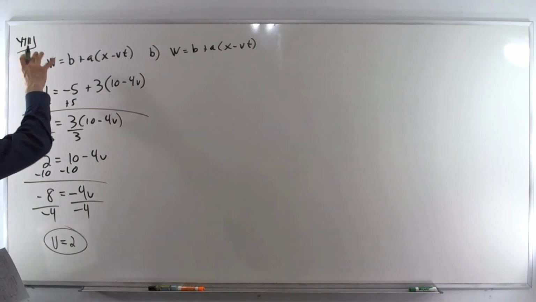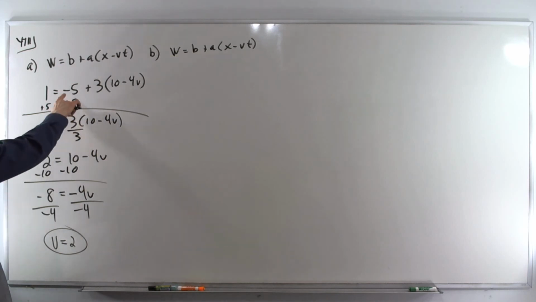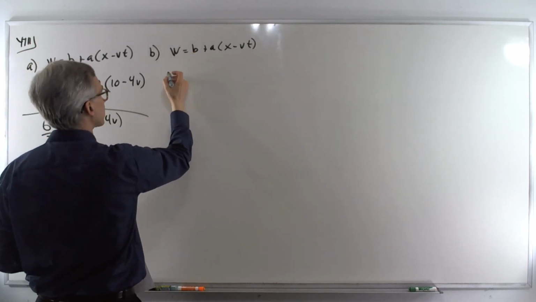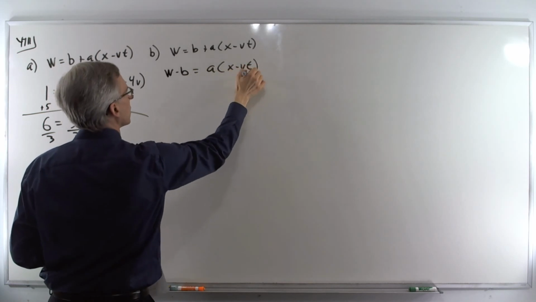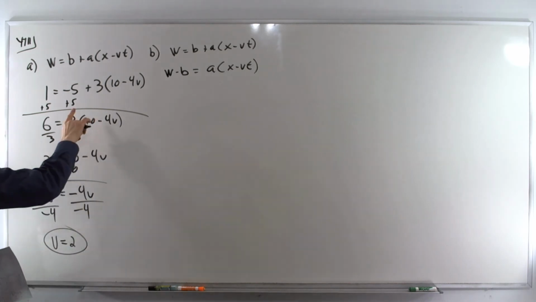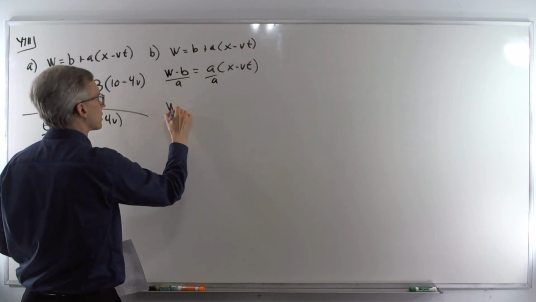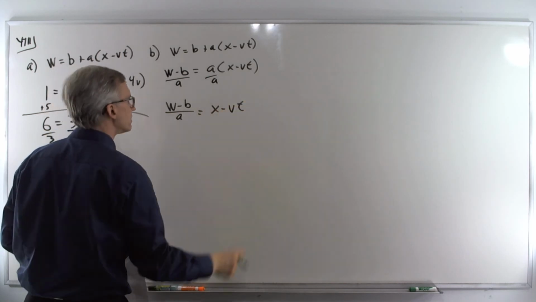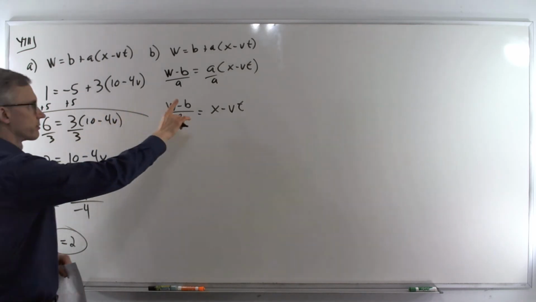Alright, so let's follow this kind of a procedure then and solve this thing for V. So first thing we did was get rid of the B, so let's do that. I'm going to subtract b from both sides. Alright, so move the b to the left, make it negative. Now we can divide by a just like we did over here. We divided by the 3, now we'll divide by the a. That gives us w minus b over a equals x minus bt. Next thing we did here was subtract the 10, so we're going to subtract the x.